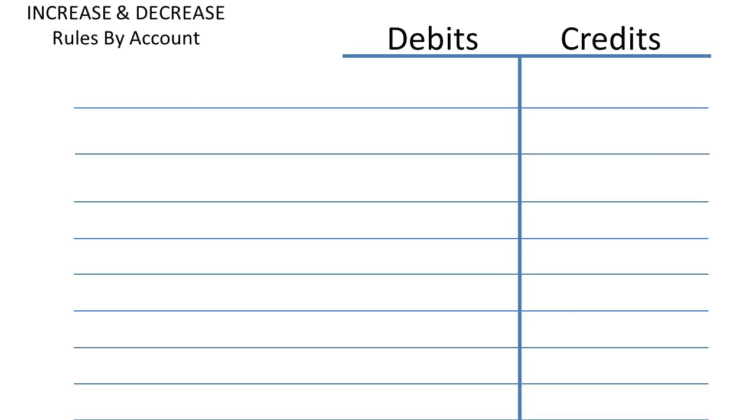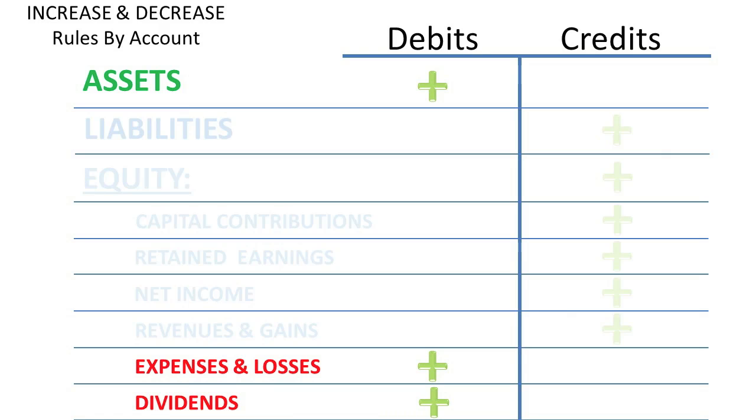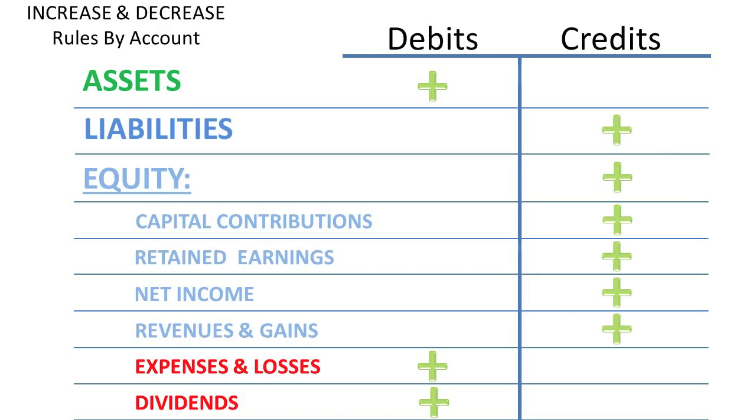Here are the increase and decrease rules by account. All assets, expenses and losses, and dividends are increased by recording debit entries. All liabilities and these equity accounts are all increased with credit entries. The opposite would then be true. Liabilities and these equity accounts will be decreased with debits, whereas assets, expenses and losses, and dividends are decreased with credits. This is another way of remembering these rules.